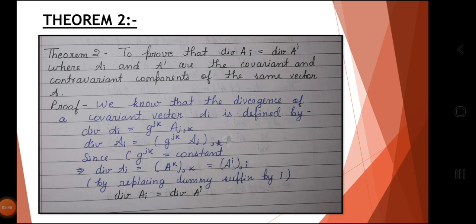Now getting on to the next theorem. We have to prove that divergence of Ai equals divergence of A^i, where Ai and A^i are the covariant and contravariant components of the same vector A.